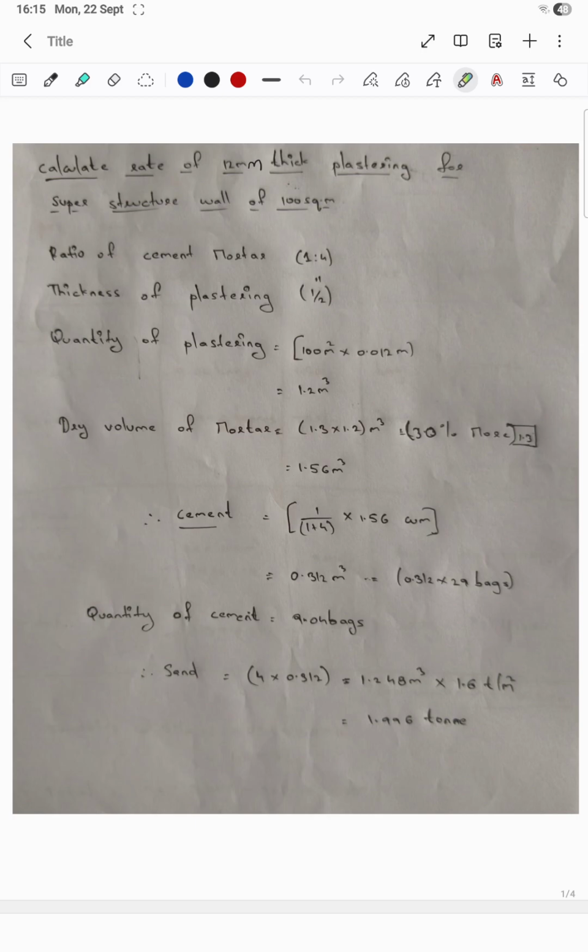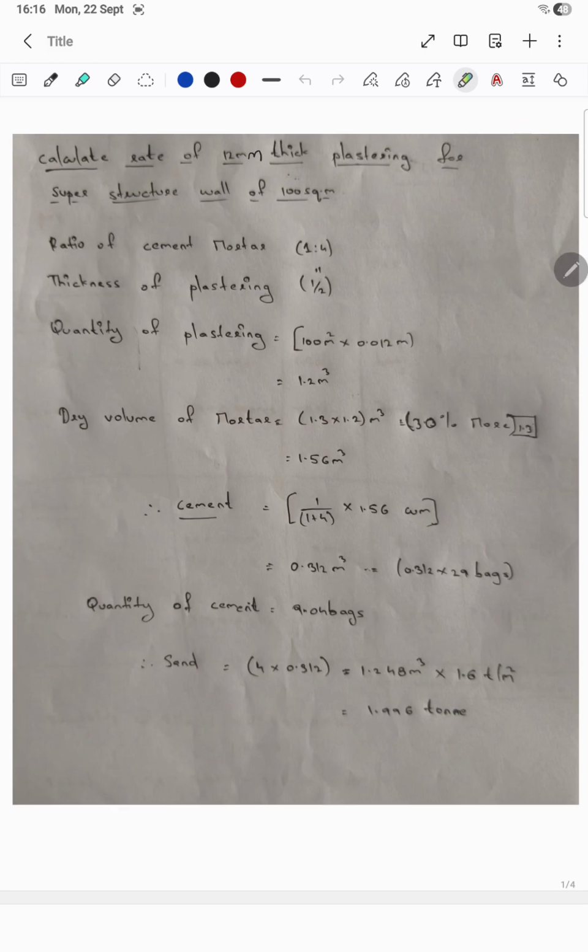Today I want to tell you about the plastering. Plastering is an important thing that gives structural durability and aesthetic appearance to the wall. The plastering we want to do is 100 square meters and the thickness is 12 mm. The ratio of cement mortar is 1:4 and the thickness of plastering is half inch, as 1 inch is 24 mm, and 12 mm is approximately half inch.